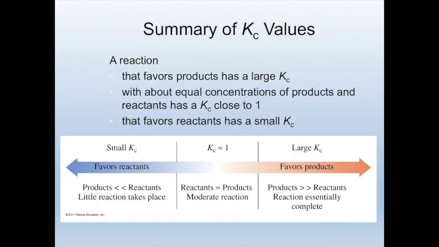So here's a summary. If the equilibrium constant is 1, then there will be roughly equal concentrations of products and reactants. However, if the Kc is large, then it will favor products, and the reaction will essentially run to completion. And if it favors reactants, then the reaction will barely take place.